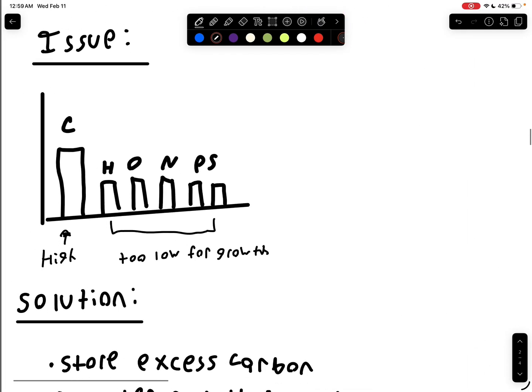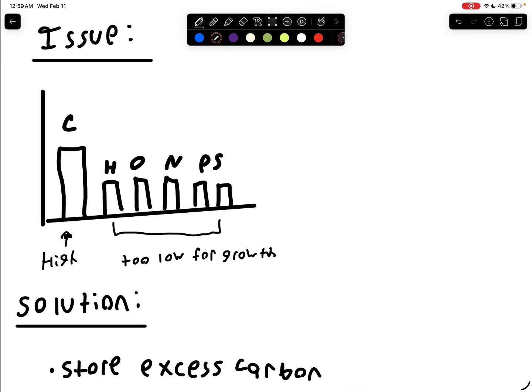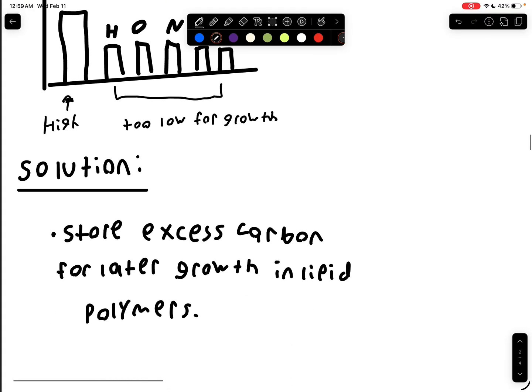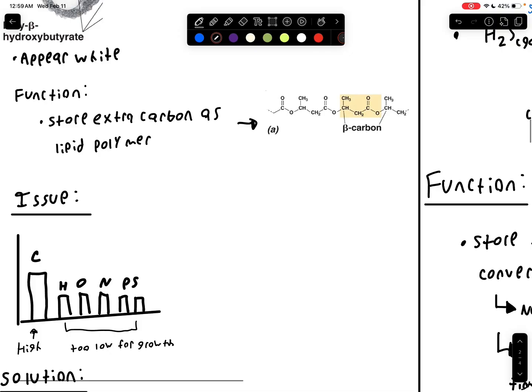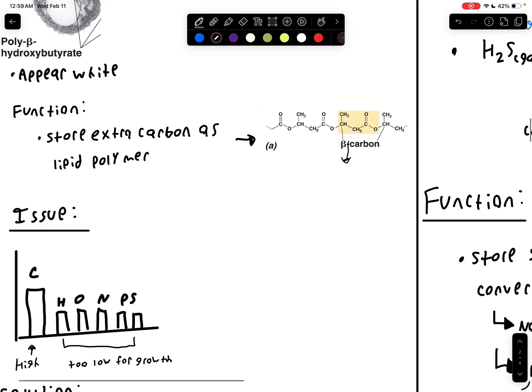Now, the issue, as we see over here, and we went back to this idea of the CHONPS: your carbon is really high, which is good, but you can't grow because your hydrogen, oxygen, nitrogen, phosphorus, and sulfur are too low for growth. So the solution: you don't want to throw away that carbon just because you're not growing. You store that extra carbon for later growth in these lipid polymers, which you can convert back to whatever you need once you have enough CHONPS to grow.